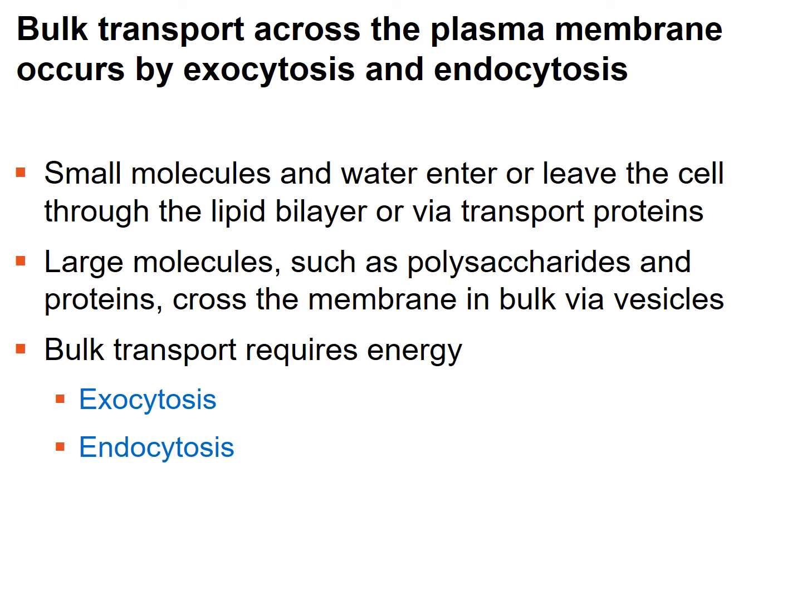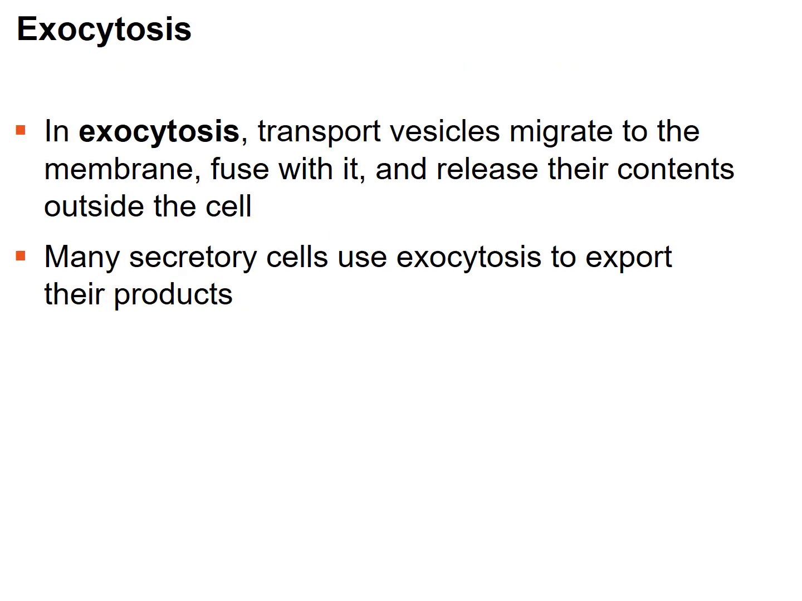Exocytosis, you can kind of think of it like exiting the cells. So things are being exported out of the cell. Endocytosis is into the cell. Now let's look at exocytosis. Well, all of them kind of involve vesicles, but exocytosis involves transport vesicles that are going to migrate to the membrane and fuse with it and then release the contents from the cell. There are certain cells that actually do this regularly. They are secretory cells.